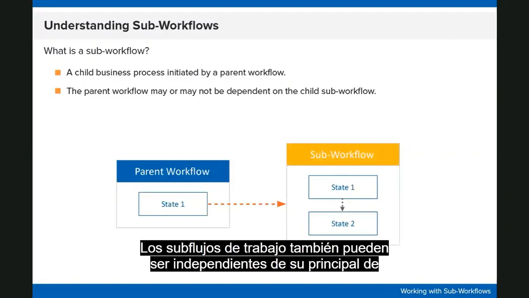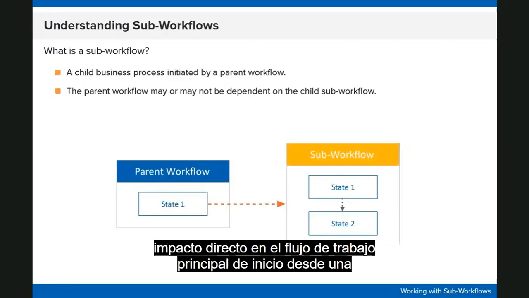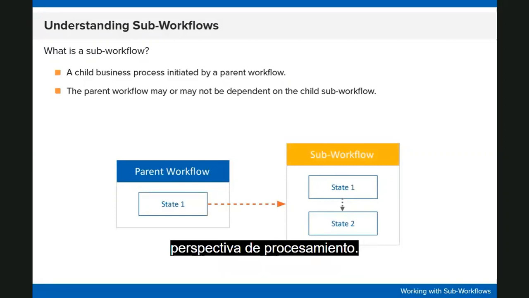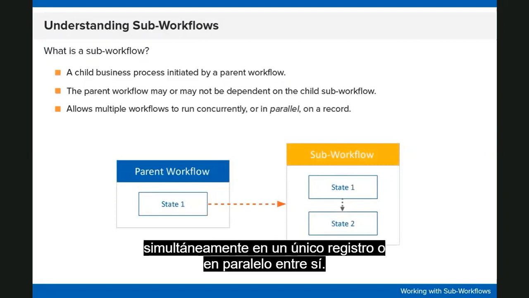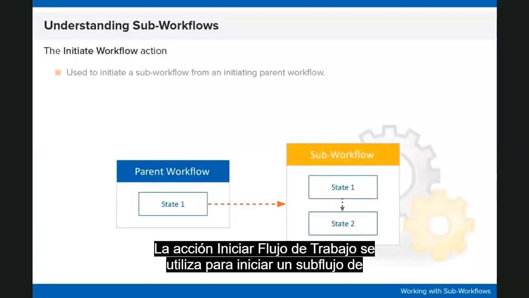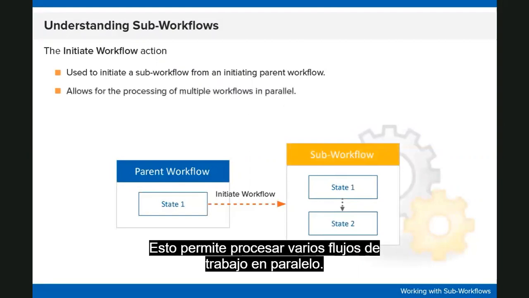Sub-workflows can also be independent of their initiating parent, such as when the child sub-workflow has no direct impact on the initiating parent workflow from a processing perspective. In both of these situations, you end up with multiple workflows running concurrently on a single record, or in parallel with each other. The initiate workflow action is used to initiate a sub-workflow from a parent workflow. This allows you to process multiple workflows in parallel.